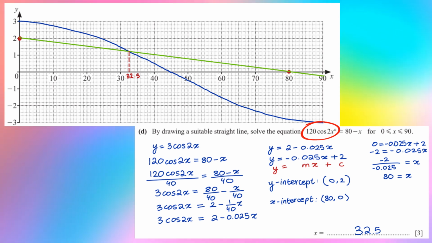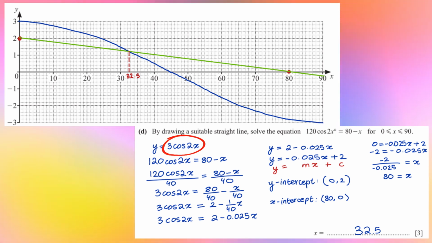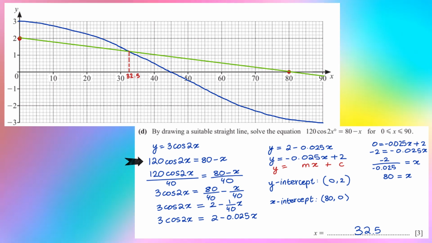So we first have to convert 120 times the cosine of 2x into 3 times the cosine of 2x. To do this, we will work with the equation 120 times the cosine of 2x equals 80 minus x. We divide both sides by 40. This gives us 3 times the cosine of 2x equals 80 over 40 minus x over 40. Simplifying further gives us 2 minus 1 over 40x for the right side. Note that minus x over 40 is the same as minus 1 over 40x.